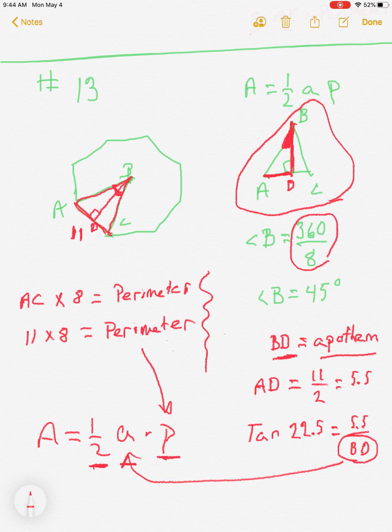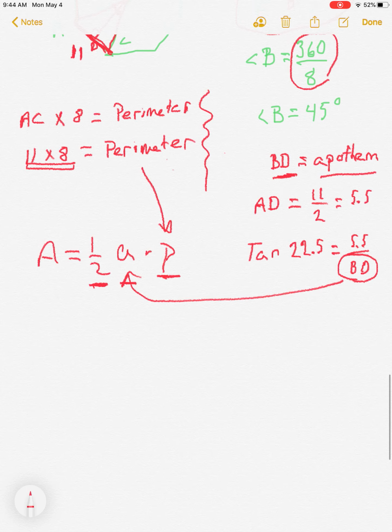How are we going to find the perimeter? Well, each side of this octagon is 11. I have 8 sides. If I take 8 times 11, I will find the perimeter. So if we take the perimeter multiplied by the apothem we discovered earlier, multiply that by 1/2, we will know the area of the polygon.